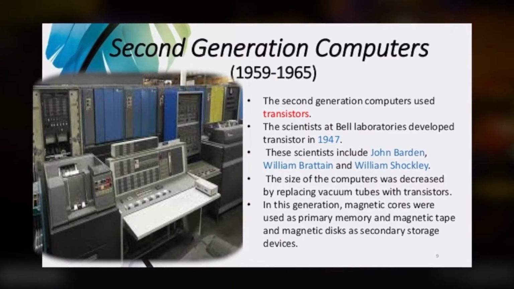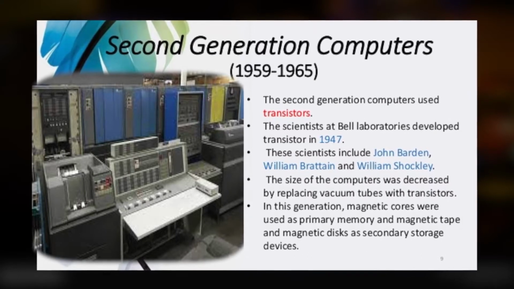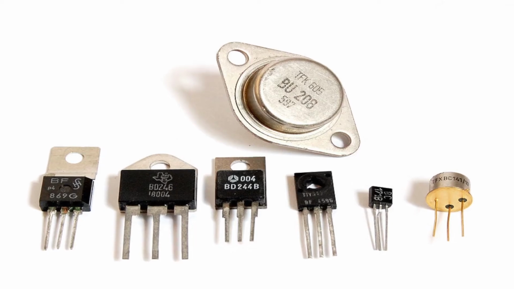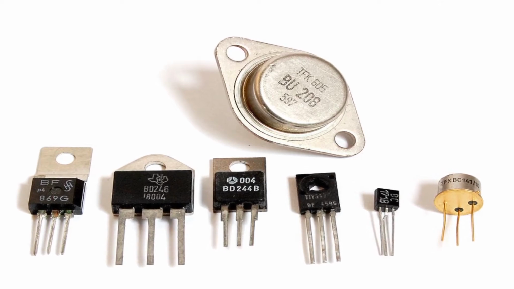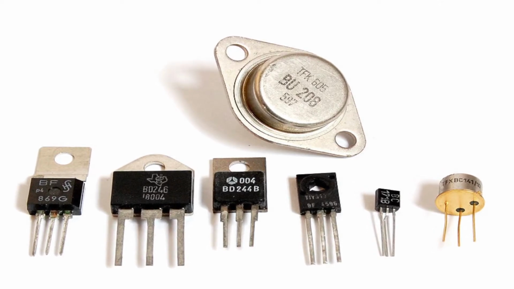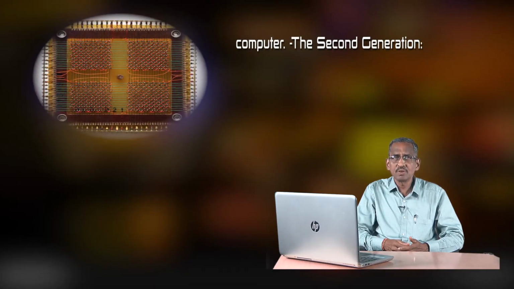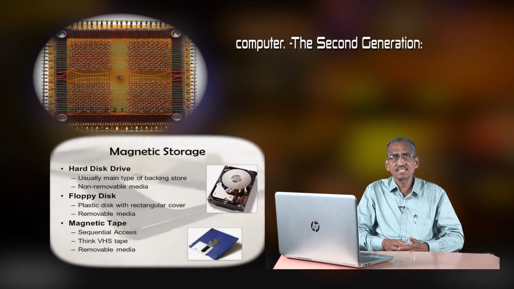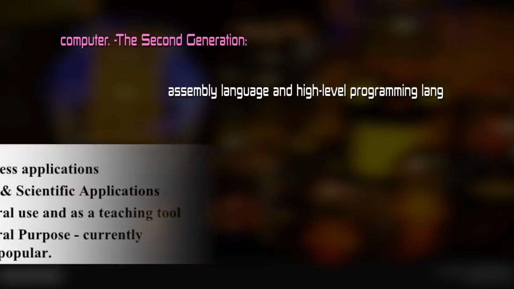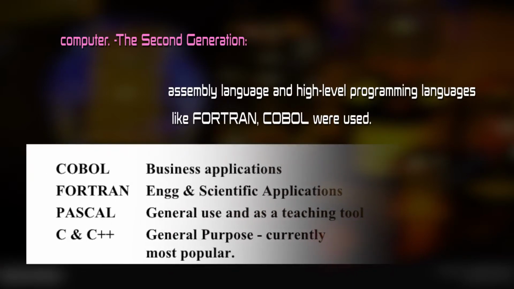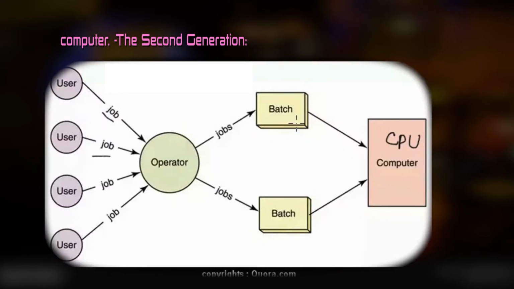The period from 1959 to 1965 was called the second generation. In this generation, transistors were used that were cheaper, consumed less power, more compact in size, more reliable and faster. Magnetic cores were used as primary memory and magnetic tapes and disks as secondary storage devices. Assembly language and high level programming languages like Fortran and COBOL were used. The computers used batch processing and multiprocessing operating systems.